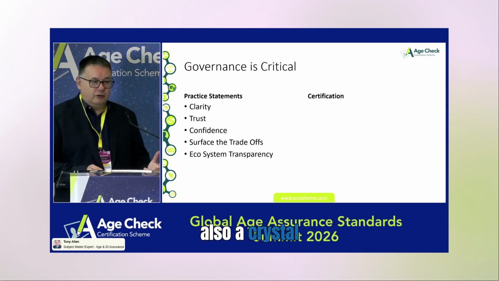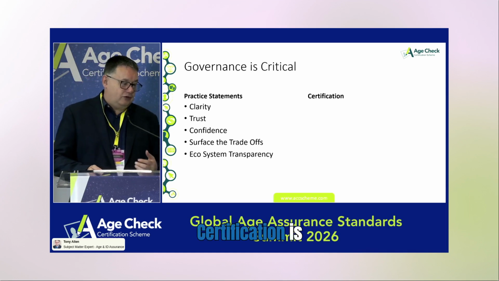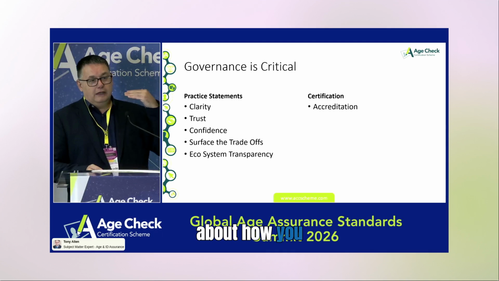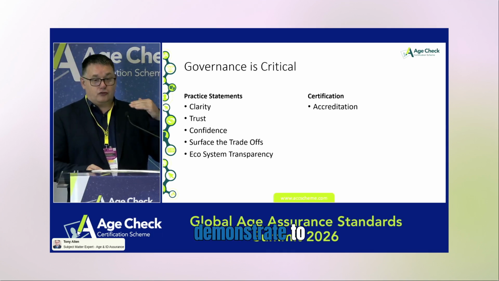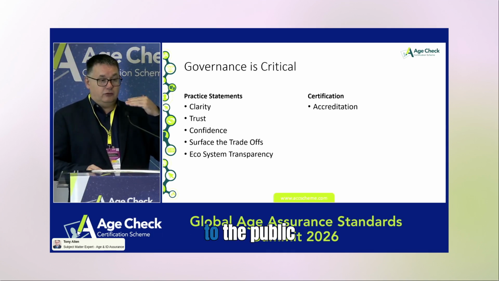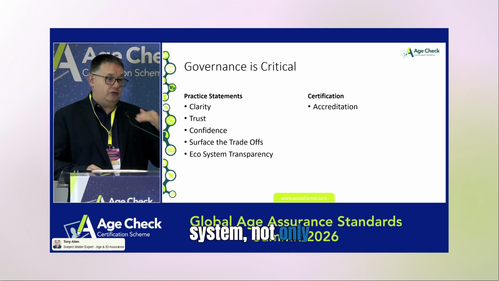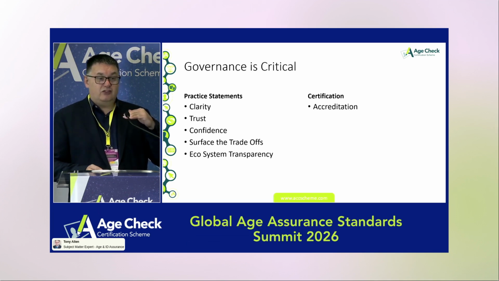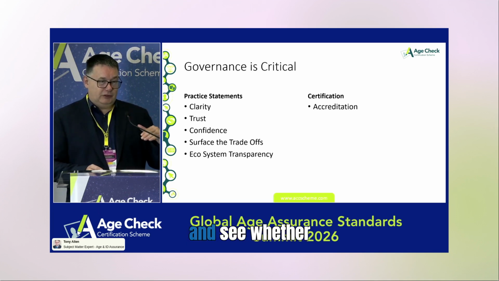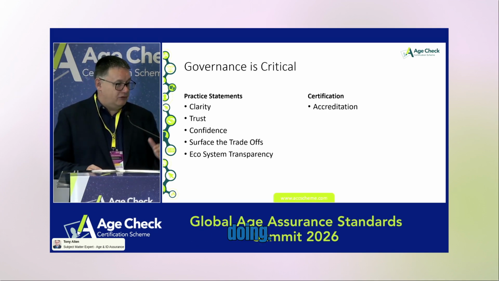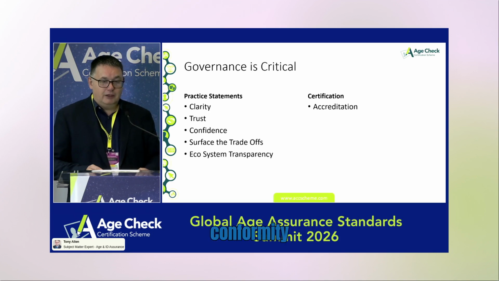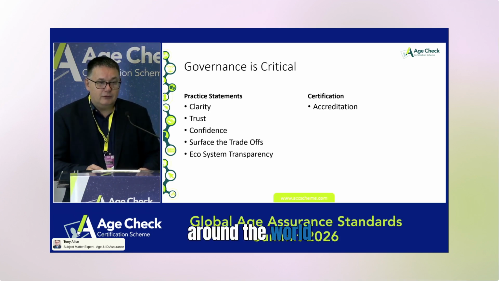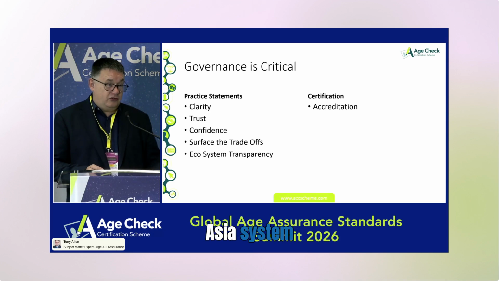Governance is also critical when it comes to certification. Certification is about how you demonstrate to your clients and to the public that not only have you built your system to be appropriate to the international standard, but you've had somebody have a look under the bonnet and see whether it is doing what you claim it's doing. It's where we come in, and where conformity assessment and test bodies around the world come in. We test that the age system works.